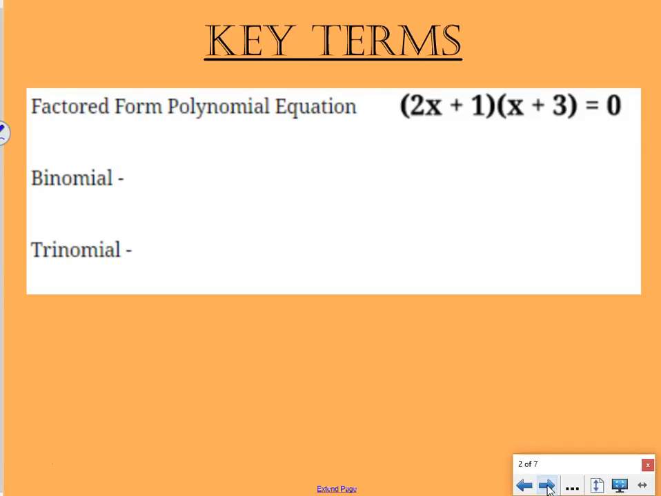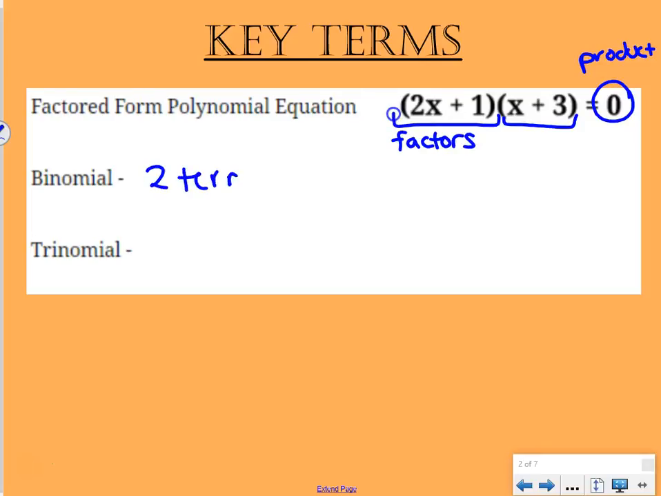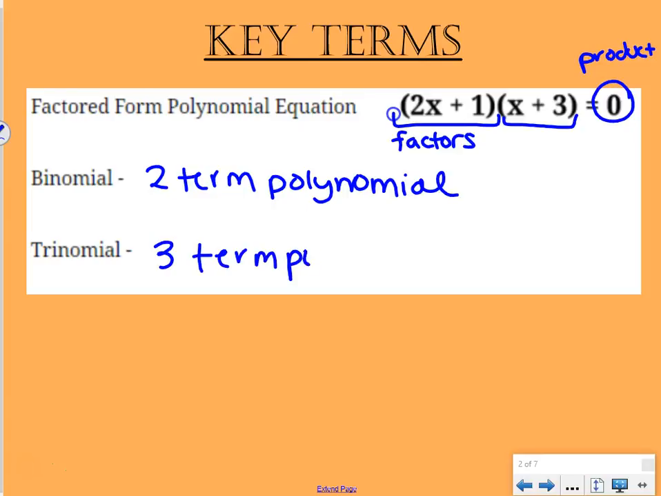First off, key terms. A factored form polynomial equation has factors that equal 0, so your product is 0, and you're multiplying two things together. So these are factors. A binomial is a two-term polynomial, and a trinomial is a three-term polynomial.